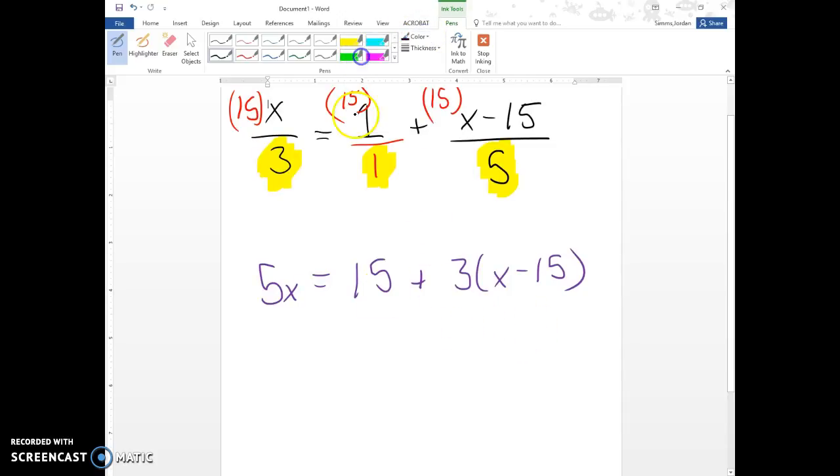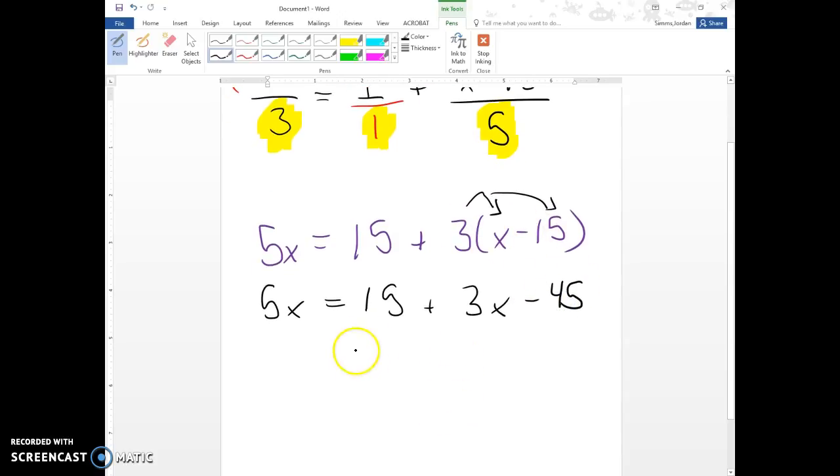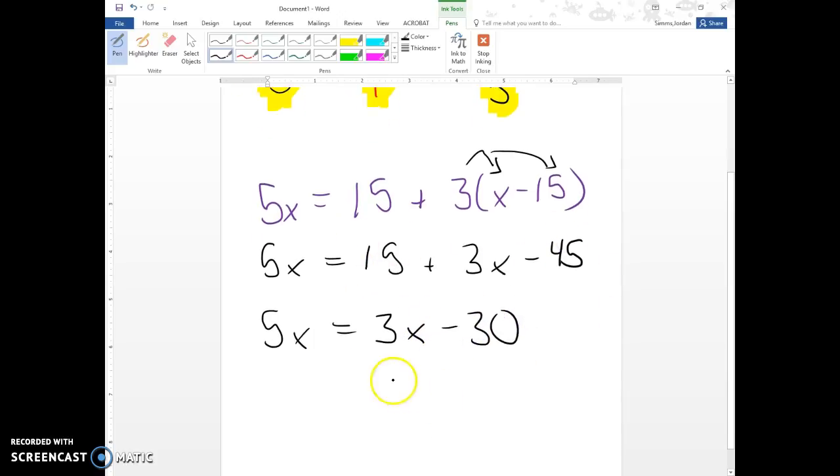Anyway, the beautiful point of the LCD trick is now we don't have fractions anymore, which is great. Now we can just solve this using order of operations. I'm going to do my brackets first. So let me write everything down again. I have 5x equals 15 plus 3x minus 45. Watch your negatives on that, right? Plus 3 times negative 15 is minus 45. We can combine some like terms. We have 5x, and that's going to equal 3x minus 30. Okay, plus 15 minus 45 is minus 30.